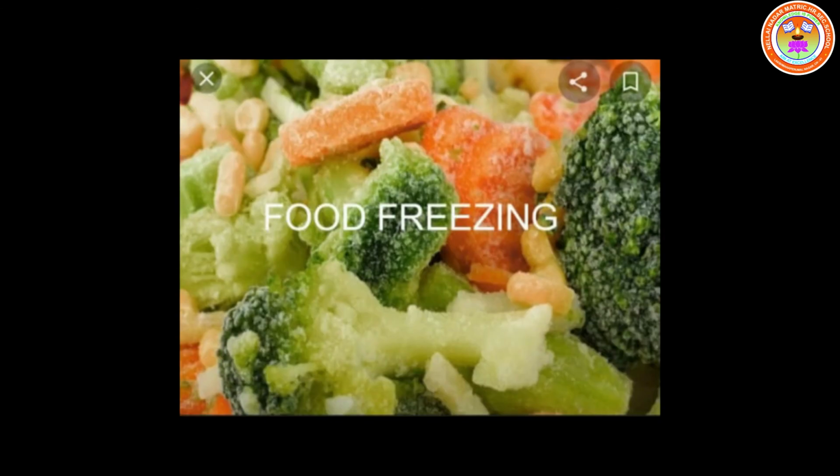Freezing is one of the widely used methods of food preservation. This process involves storing the food below 0 degrees Celsius, at which microorganisms cannot grow. Chemical reactions are reduced and metabolic reactions are also delayed.